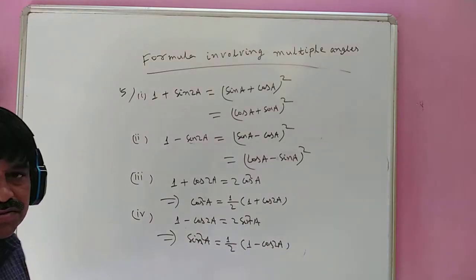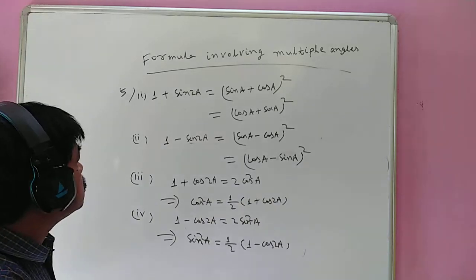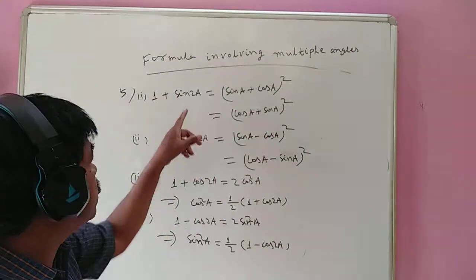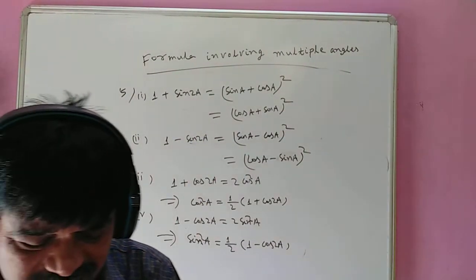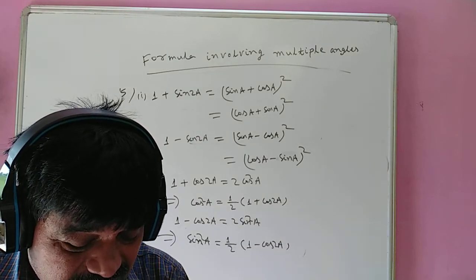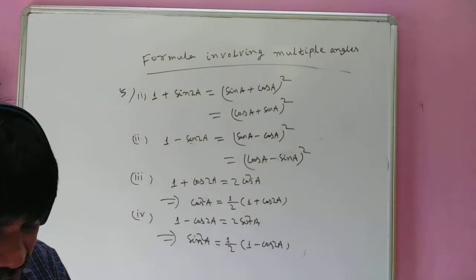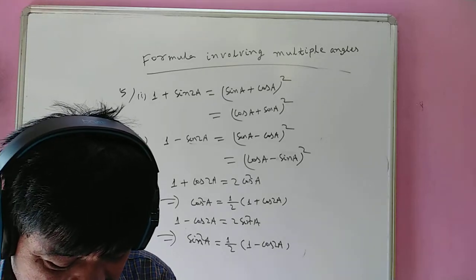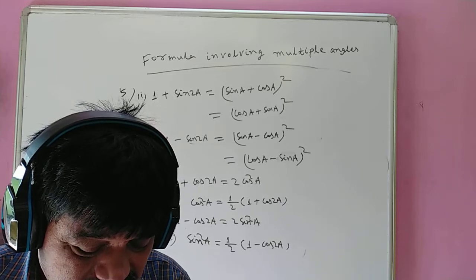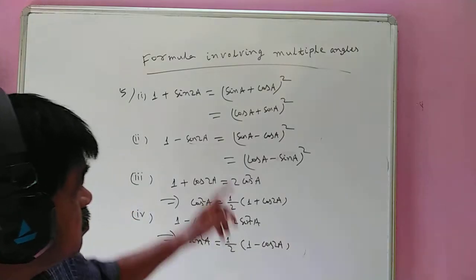So let us prove all these. How can you prove it? You can write this 1 as sin square A plus cos square A, and sin 2A as 2 sin A into cos A. Then that will be of the form (a plus b) whole square. Then after that you can do it. So you think for 2 minutes how to prove it.